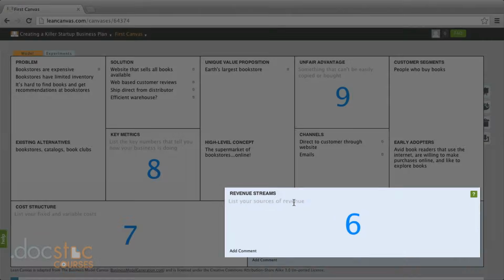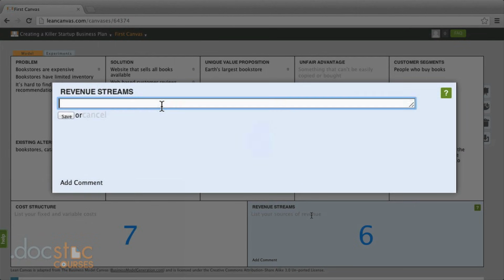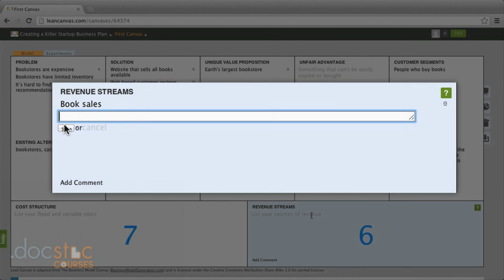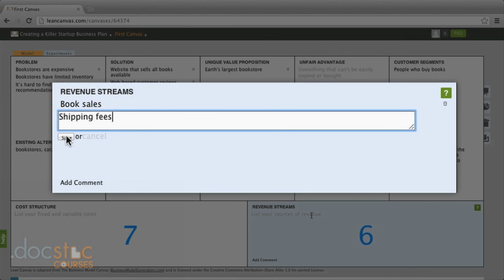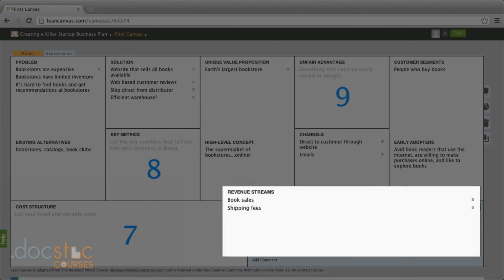Section 6, next one, revenue streams. Very simply, where are your sources of revenue? Now, pretty straightforward with Amazon, they were going to sell books, so their book sales. That was a revenue source. Now, were there other sources of revenue for them? Well, yes, they charged shipping fees back then, so that was another revenue stream for them. So pretty simple, straightforward. It's not all the details, but it gives the foundation to know where I should be looking for revenue to build out my financial model.